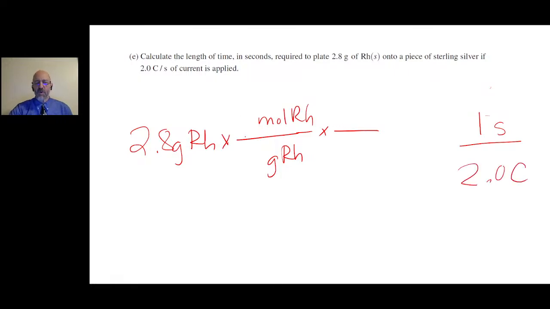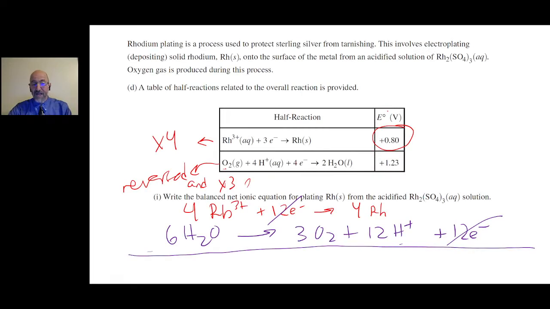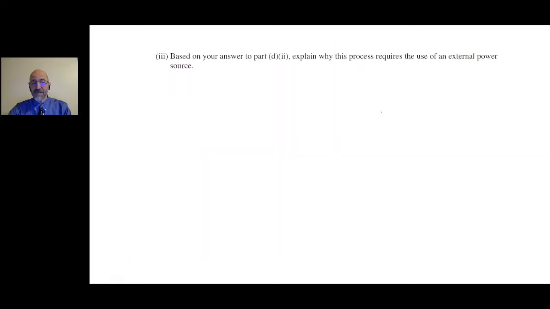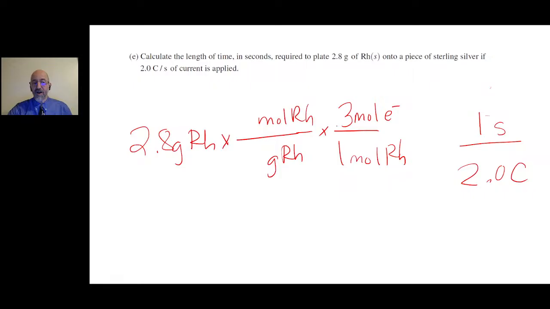So before I can go from moles of rhodium to coulombs, I have to go from moles of rhodium to moles of electrons. And again, that comes from that half reaction, whether you multiplied by 4 or not. There's a 3-to-1 ratio in terms of electrons. Okay, so there's 3 moles of electrons for every 1 mole of rhodium. Now here comes the 96,485 coulombs for every 1 mole of electrons. And no, this is not a constant named after me.